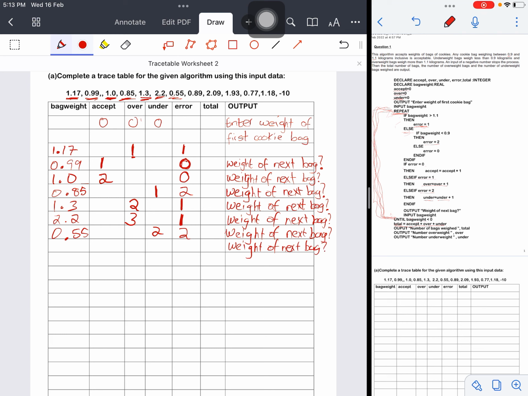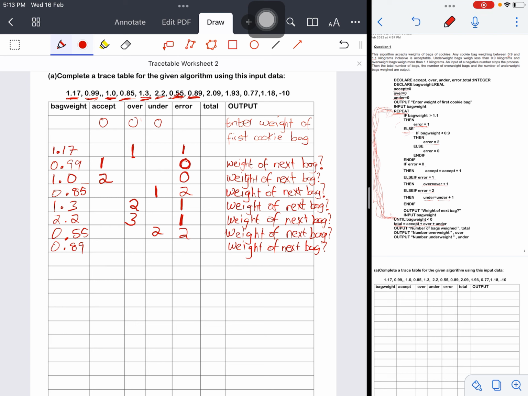It's okay if you go outside the block. And then we input the next value, which is 0.89. So we put in 0.89 under bag weight. Okay, then it's still not less than zero. So we go back up.